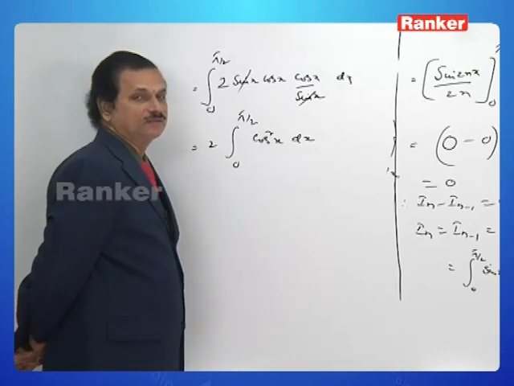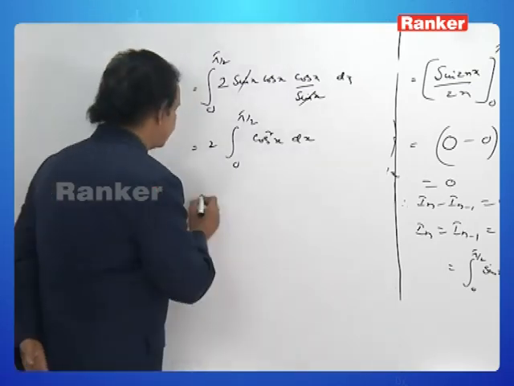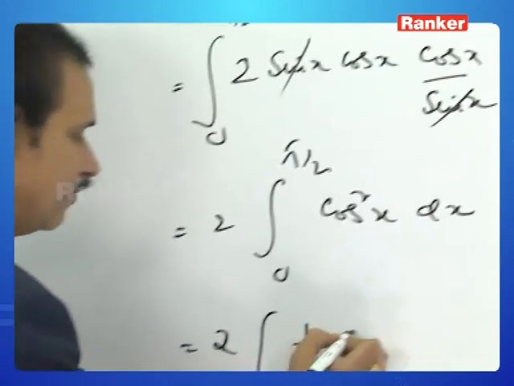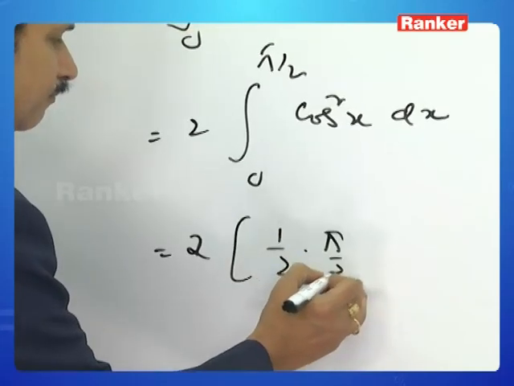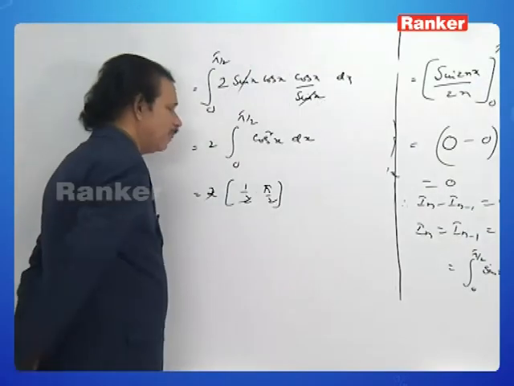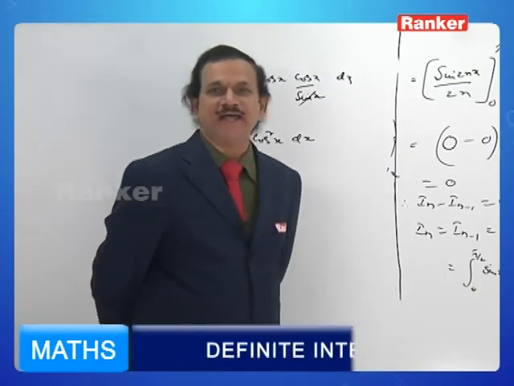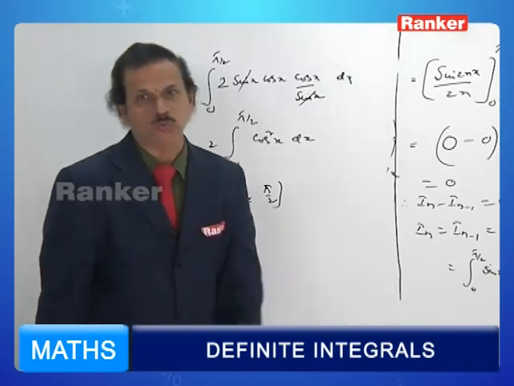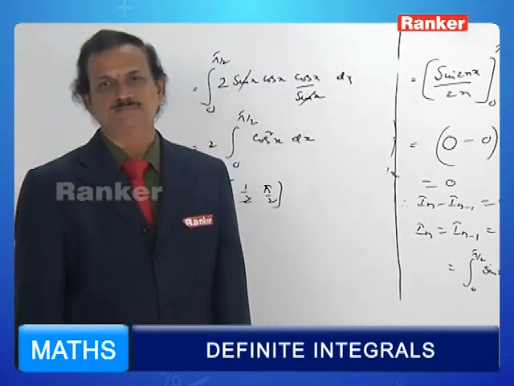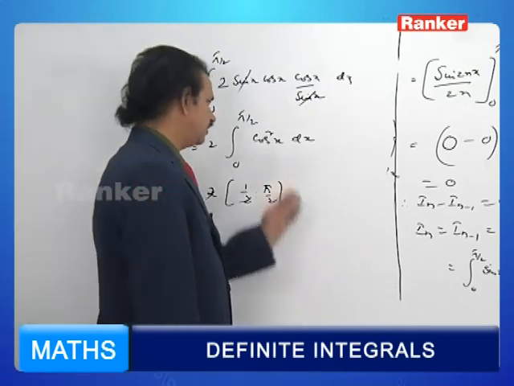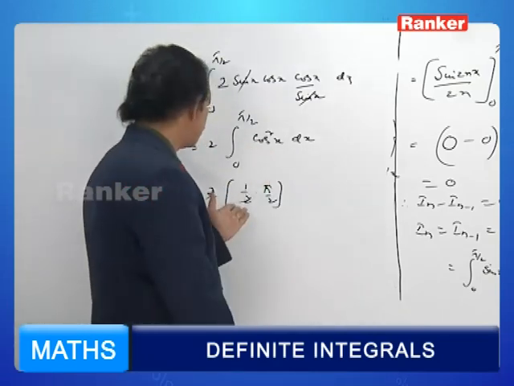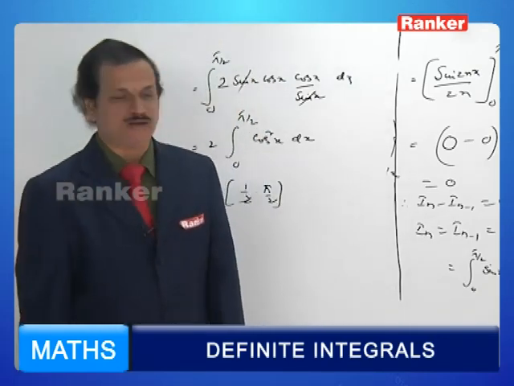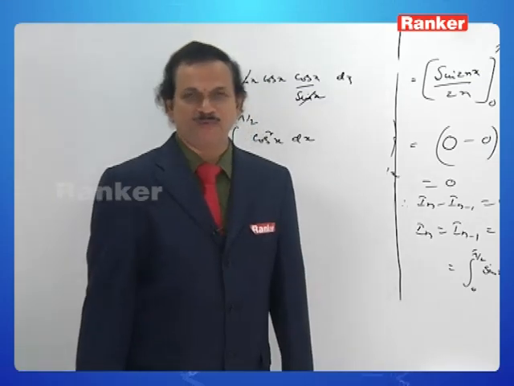What is integral of cos square x dx? You can make use of Wallis formula. 1 by 2 into I0, that is pi by 2. Integral cos square x is pi by 4. We know that 2 into pi by 4 is just nothing but pi by 2. Ultimate answer is pi by 2. You observe that. It's a beautiful problem.